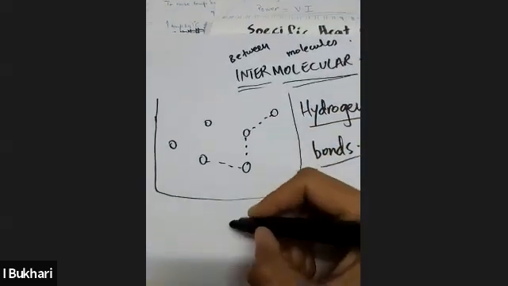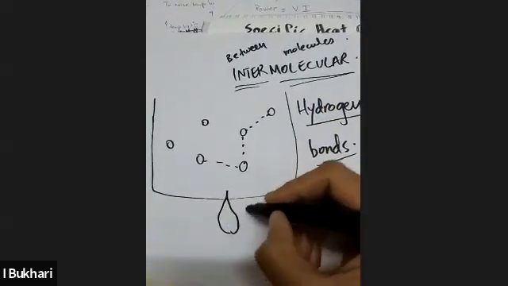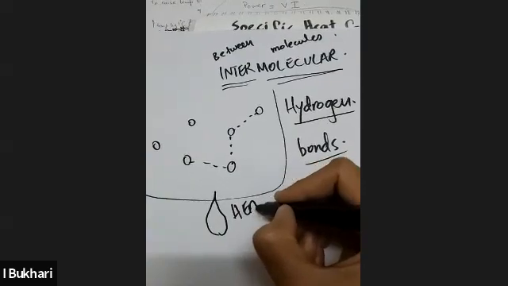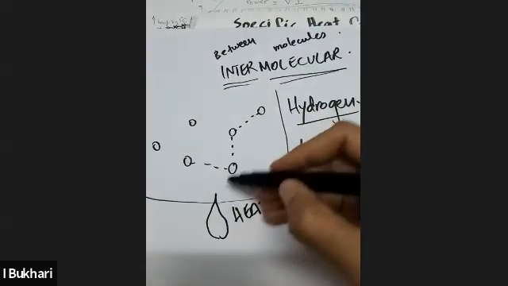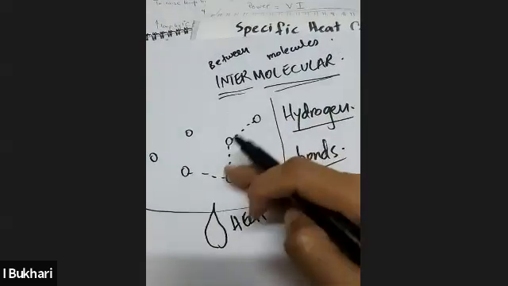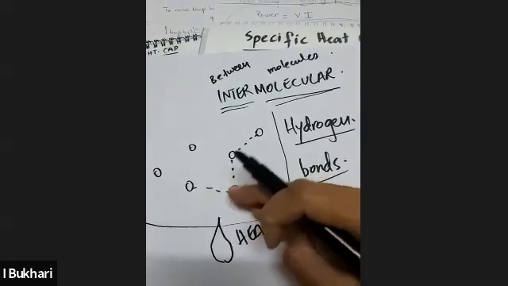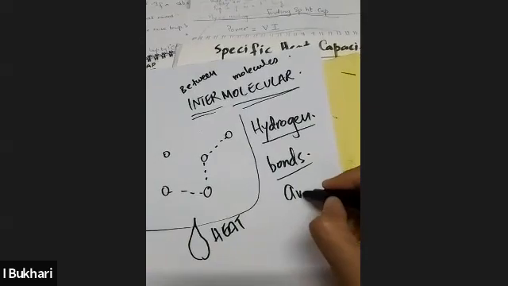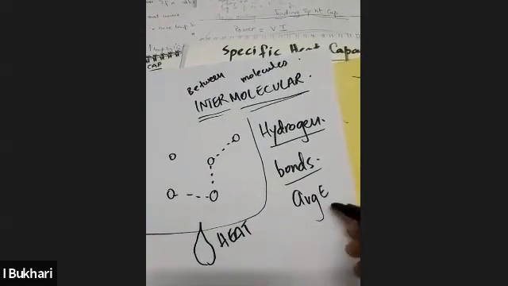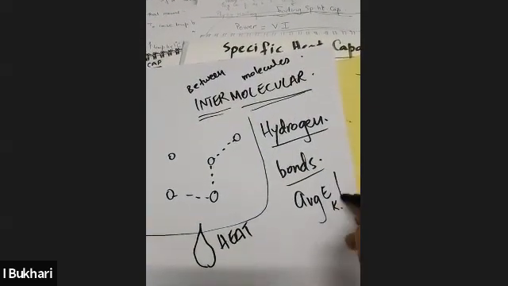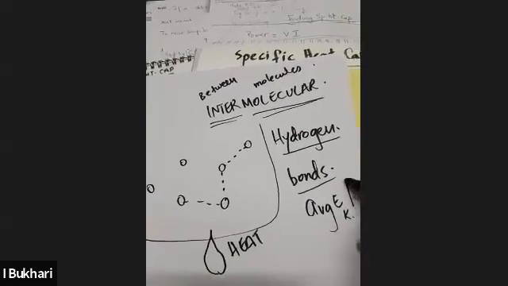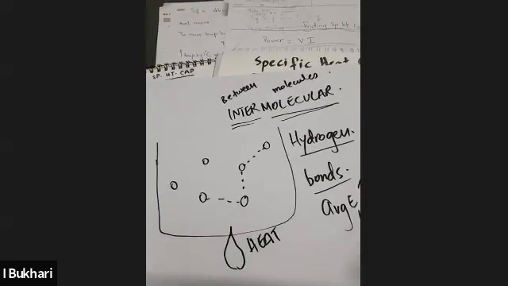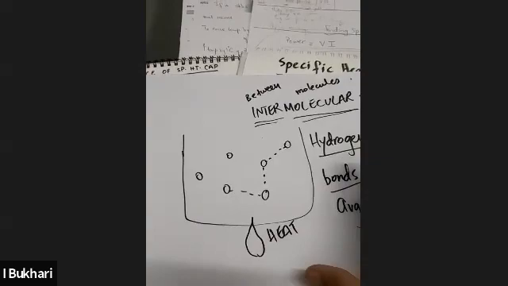So even though you might be providing a lot of energy, these molecules are so strongly bonded to each other that they cannot vibrate too much. Therefore the average kinetic energy, which is measured by the thermometer, does not rise too much. Did you get my point? So that is why water has a high specific heat capacity.